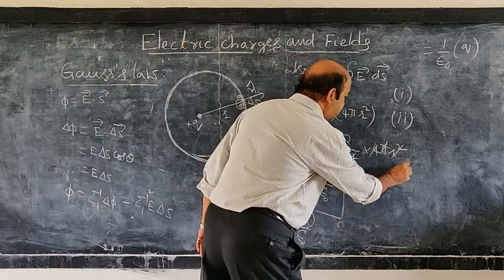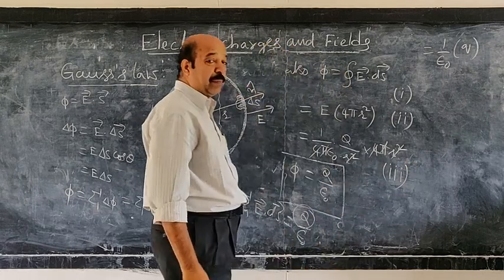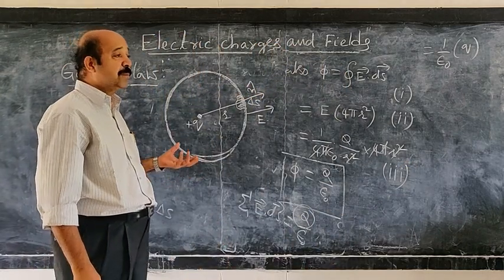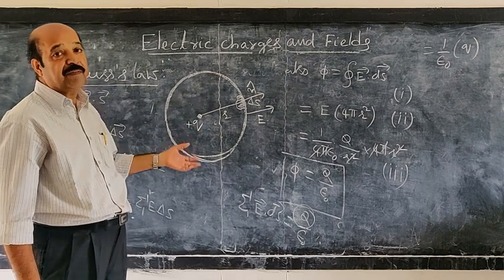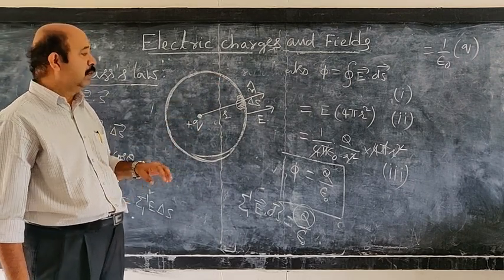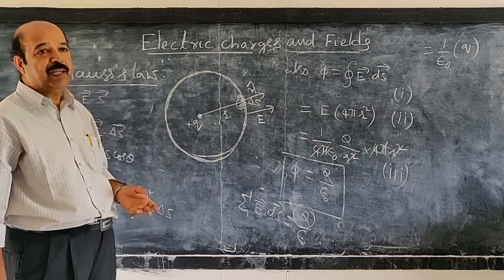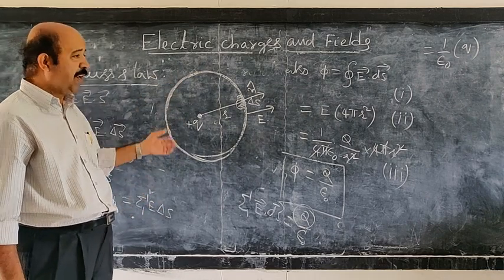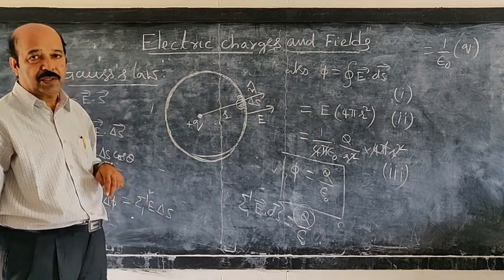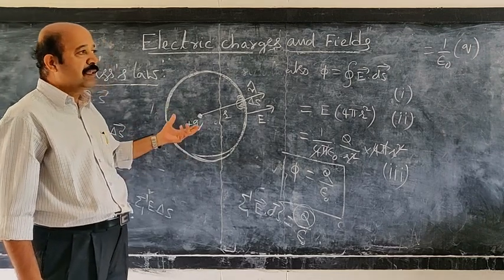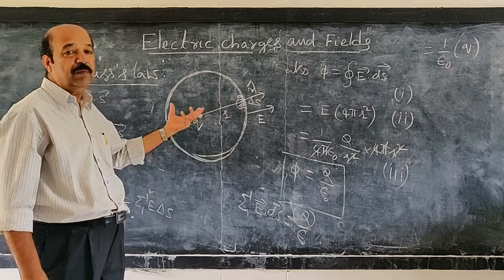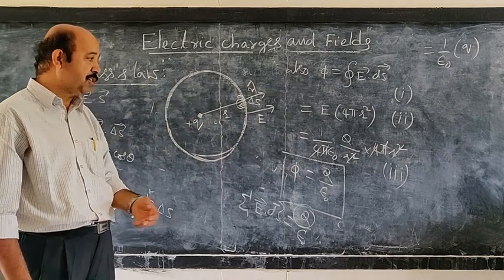Next one is you can apply Gauss law irrespective of the size and shape of the Gaussian surface you are choosing. It is independent of the shape and size of the Gaussian surface you are choosing, and you can easily apply Gauss law if you have some symmetry for the charge distribution.